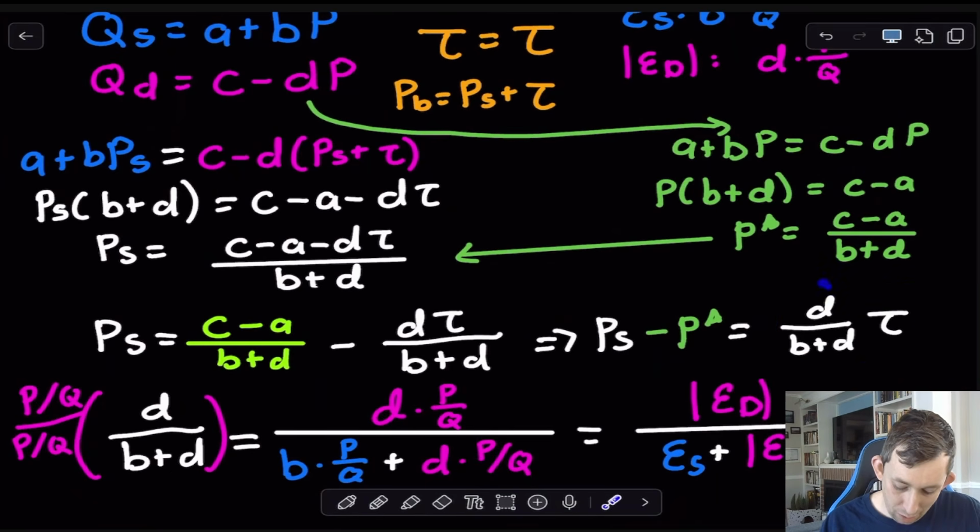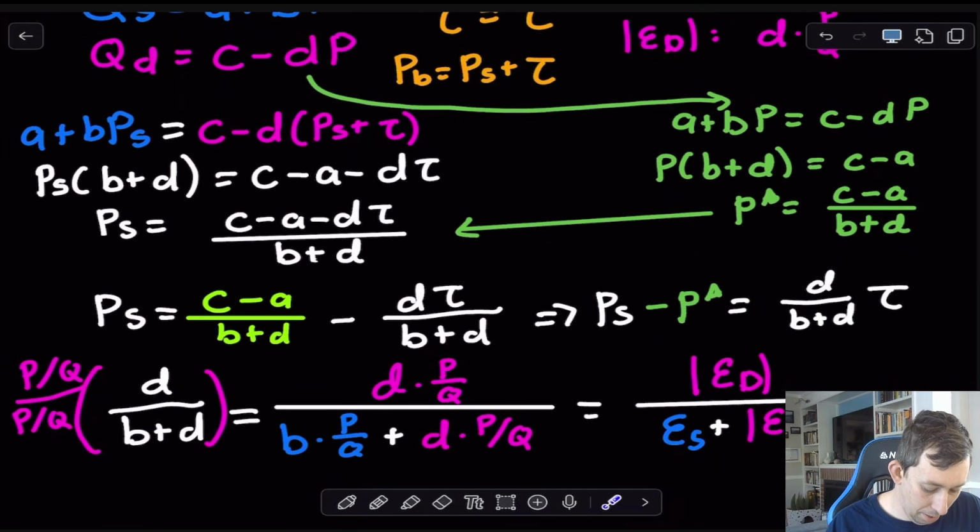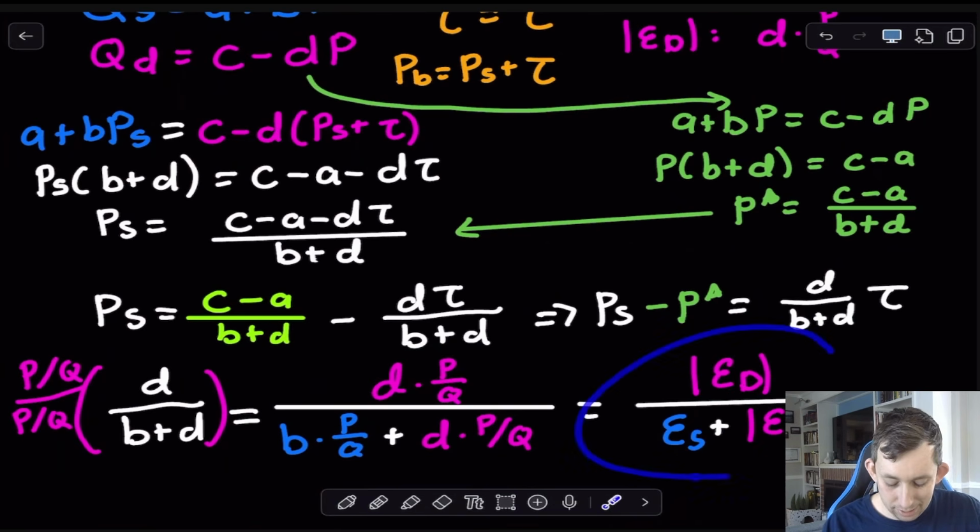Now, how do I get D over (B plus D) into elasticities? Well, I multiply the top and the bottom by P over Q. So then it looks like this. Well, now I know that D times P over Q is just the absolute value of elasticity of demand. B times P over Q is the elasticity of supply. And so now I've derived this formula for the amount of the tax that the sellers are going to pay. And I could basically say 1 minus this is going to be the part of the tax that the buyers pay, which is going to turn out to be elasticity of supply over elasticity of supply plus the absolute value of the elasticity of demand.